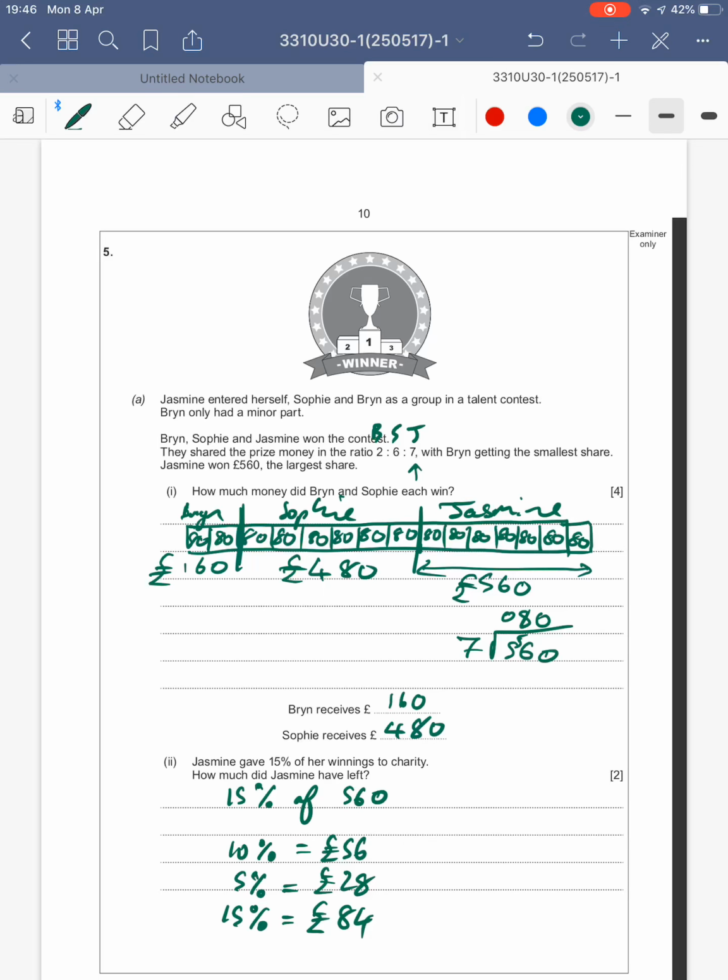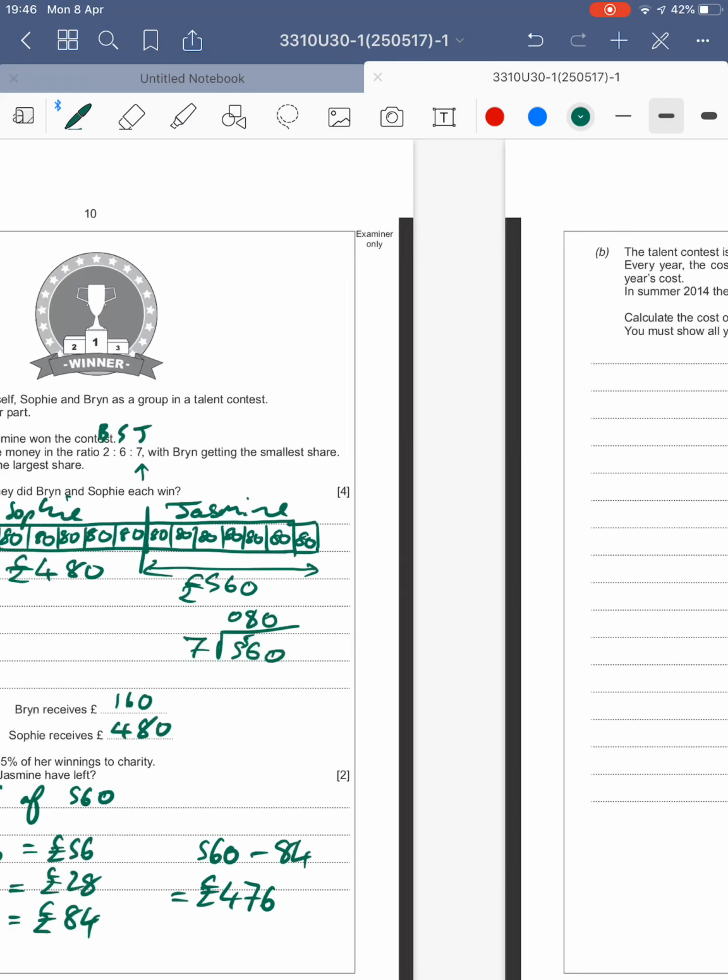So to work out how much she's got left, we need to do 560 take away 84. So 560 take away £84 is 476.